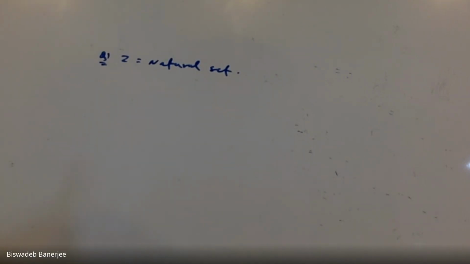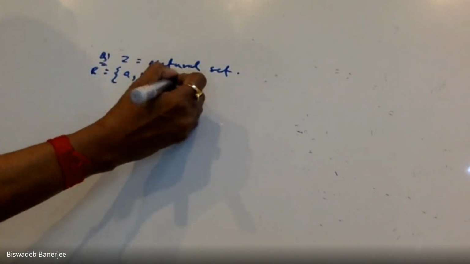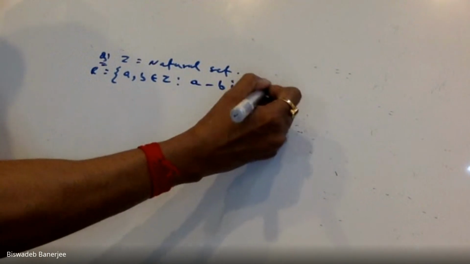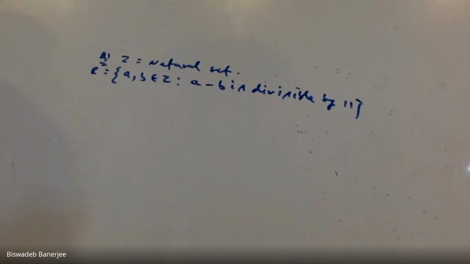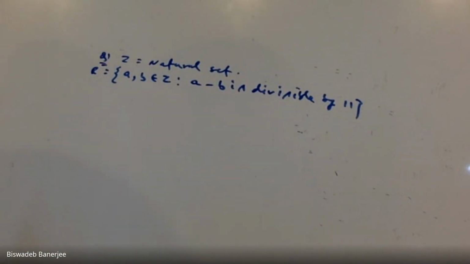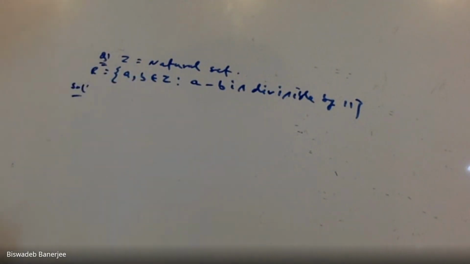Suppose Z is the set of all integers, and suppose we are given a relation R = {(a, b) ∈ Z such that a − b is divisible by 11}. We have to check whether this relation is an equivalence relation or not.